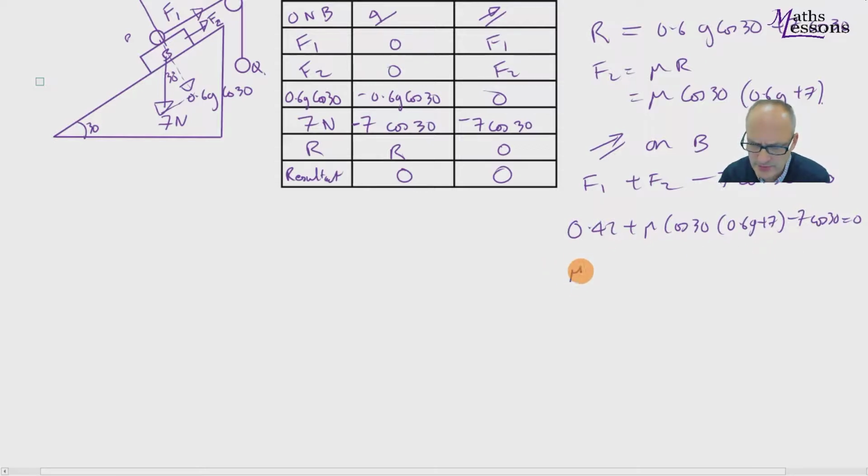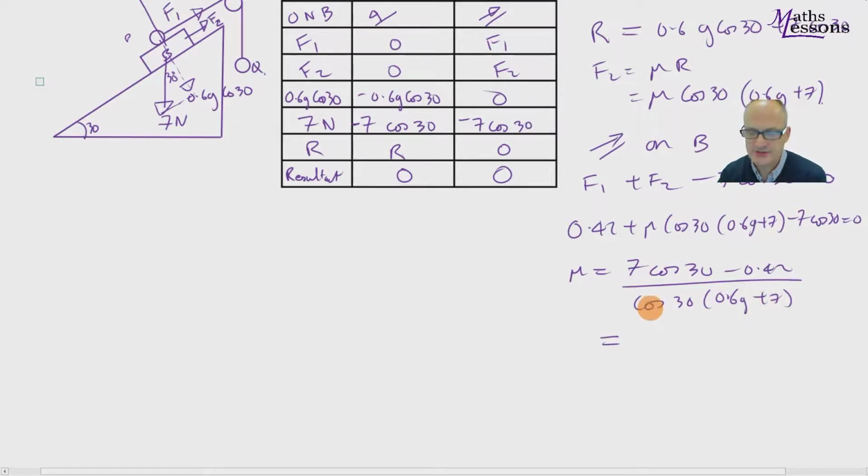So we rearrange all of this and we get mu is equal to 7 cos 30 minus 0.42, divided by all of this, so divide by cos 30 times 0.6 g plus 7. Shove that into your calculators and you get 0.276 and so on. So therefore, mu must be greater than or equal to 0.27623.